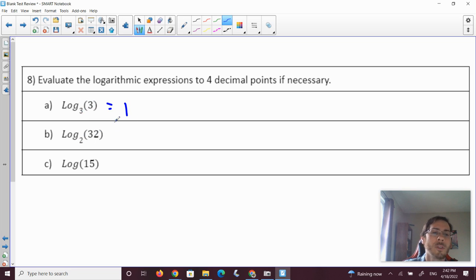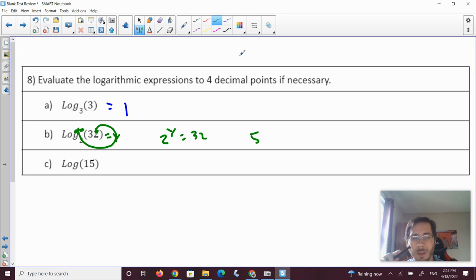With log base 2 of 32, if we want to do this one by hand, what we would do is say, okay, well, we'll make that equal to y. So 2 to the y equals 32. And we just have to think about this logically. Okay, y has to be 5 because 2 to the 5th is 32. All right, makes sense. But the reason this is just a calculator question is because of part C.